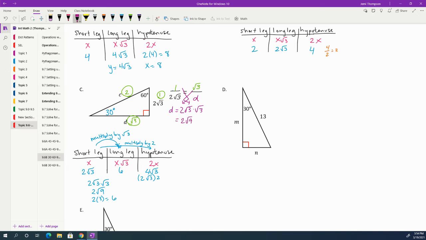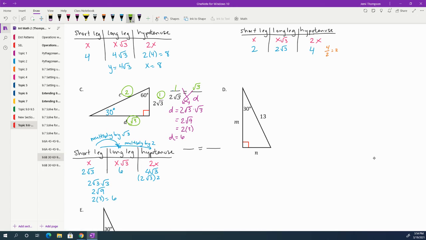Again, square root of 3 times square root of 3 is square root of 9. Square root of 9 is 3, and I get 6. You could set up another proportion for the other leg. I know that C is just twice as big as 2 radical 3, so I could just multiply by 2 in my head. If you're not comfortable with that, we set up the proportion.